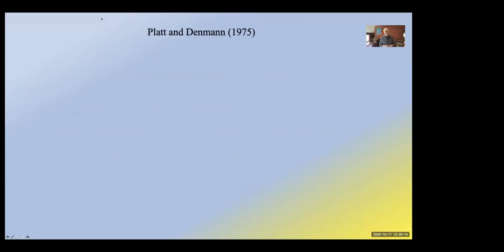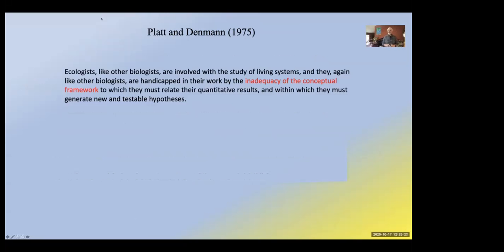These are two marine ecologists, and they noticed some things about the world that they were studying. They were sort of mathematical modeling types. And they said ecologists, like other biologists, are involved with the study of living systems, and they, again, like other biologists, are handicapped in their work by the inadequacy of the conceptual framework, to which they must relate their quantitative results and within which they must generate new and testable hypotheses.